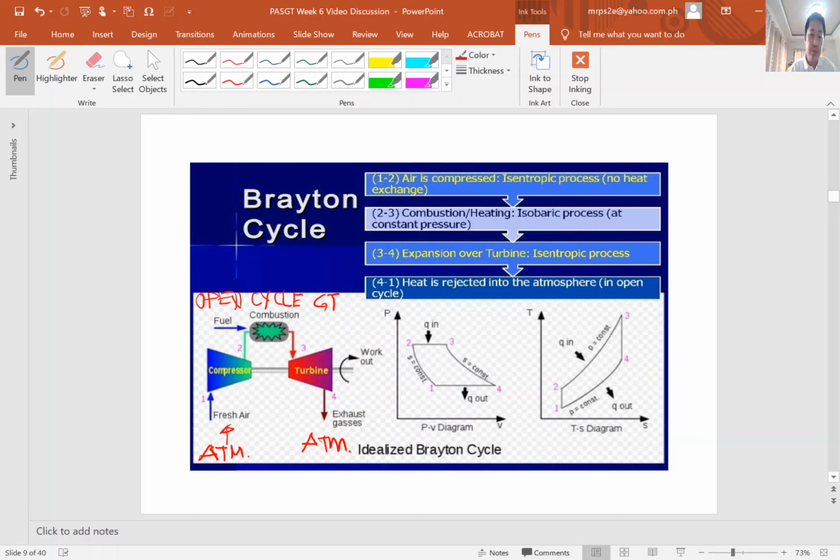So there is a suction of the air in this area from the atmosphere, and it is compressed here in the compressor. So the pressure, it is compressed. So fuel is added here to the combustion chamber and it is ignited to create combustion.